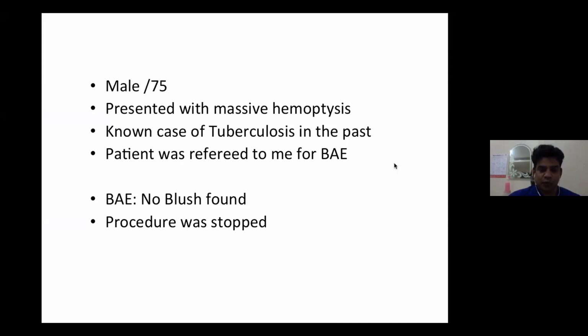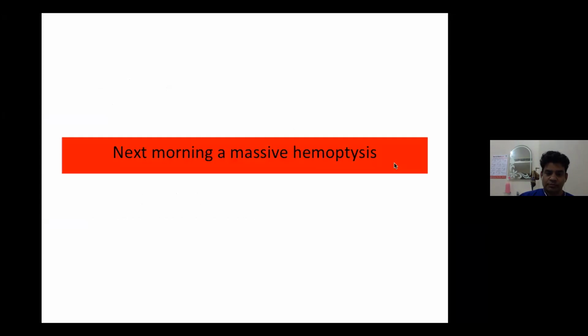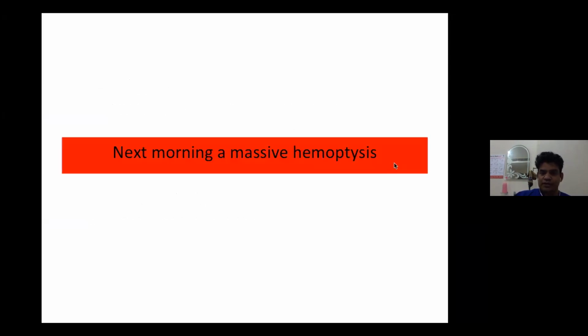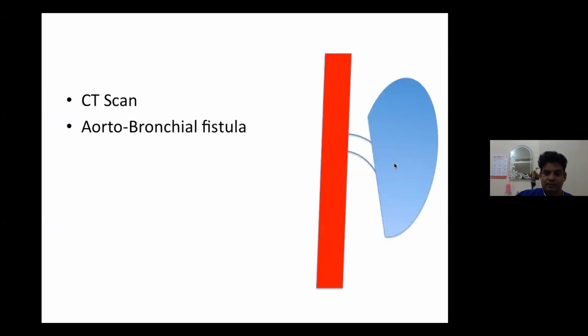Now I did a bronchial artery angiogram, but there was no abnormal blush found. I just informed my respiratory physician and I stopped the procedure. This was in the evening, and the next morning, the patient got a massive hemoptysis, and the patient was in shock and shifted to ICU. And immediately we moved the patient to the cath lab.